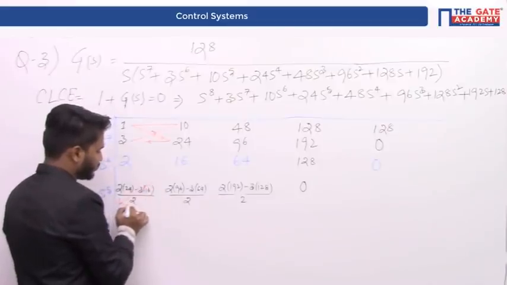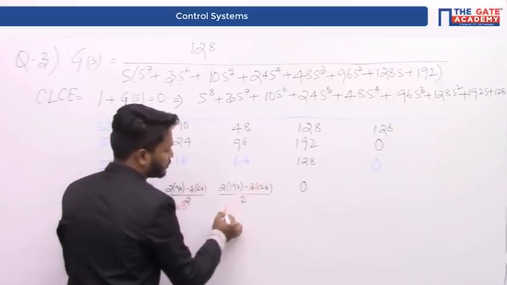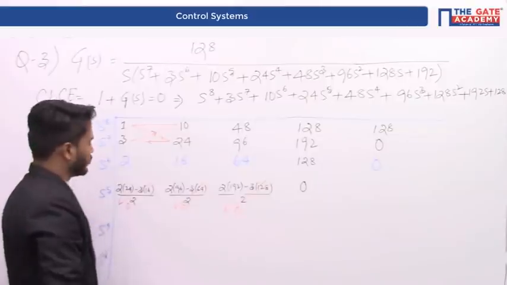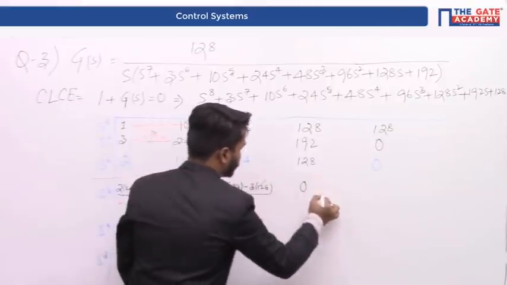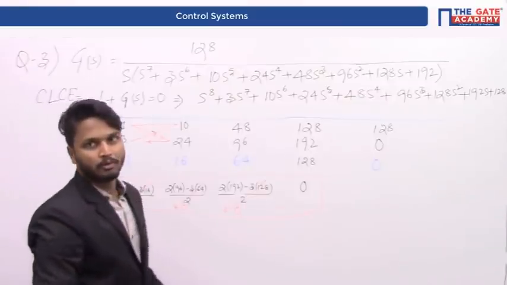This is going to be equal to 0. And this is anyways 0. So an entire row is 0. If you look here, an entire row is 0.